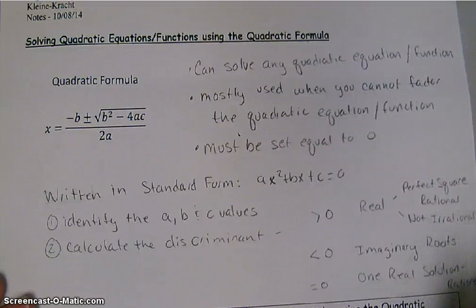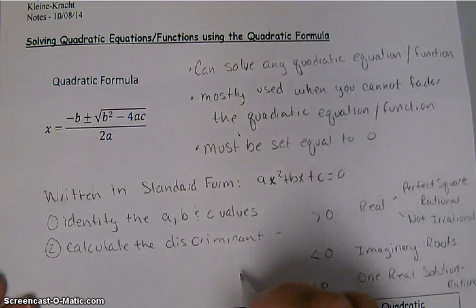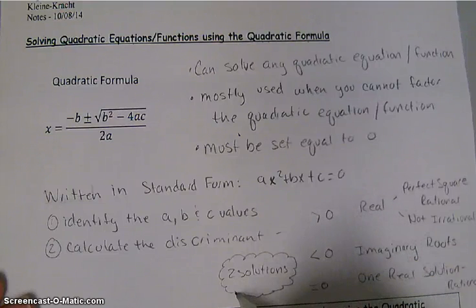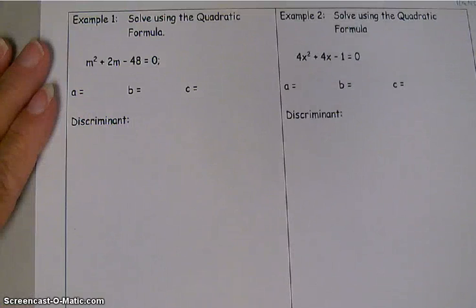One thing I need to remind you all also is that we always have two solutions. Because we have a quadratic, our power is 2, so we're always going to have two solutions to a quadratic equation. Okay, so let's work some examples.